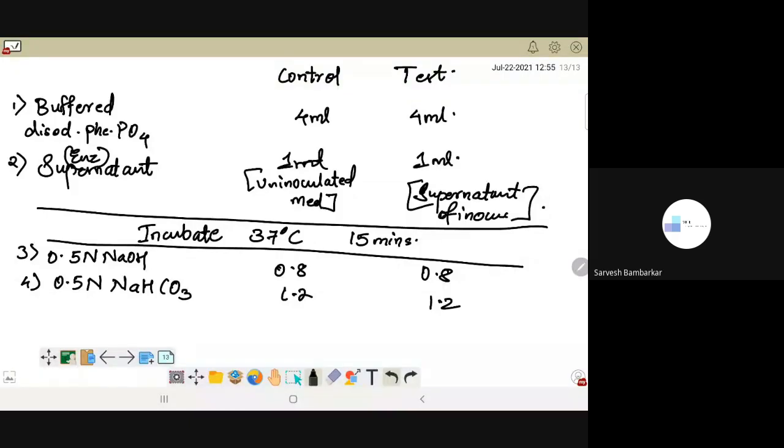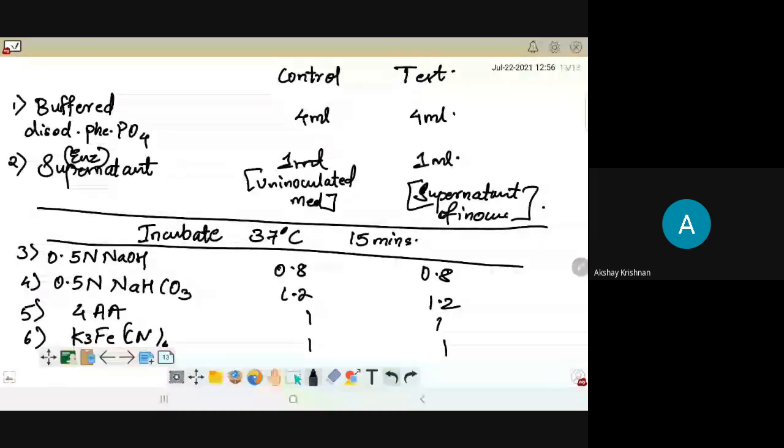Now I hope, Akshay, it is answering your question. So if I'm adding NaOH here, it is better to add it in my standard also to keep the system same. Are you understanding? Yes, sir. Okay, and anyways, it's going to contribute to alkalinity. And then 4-aminoantipyrine, 1 ml each. And your K3Fe(CN)6, 1 ml each. Just like your standard assay. And then you take the readings at 530 nanometers.